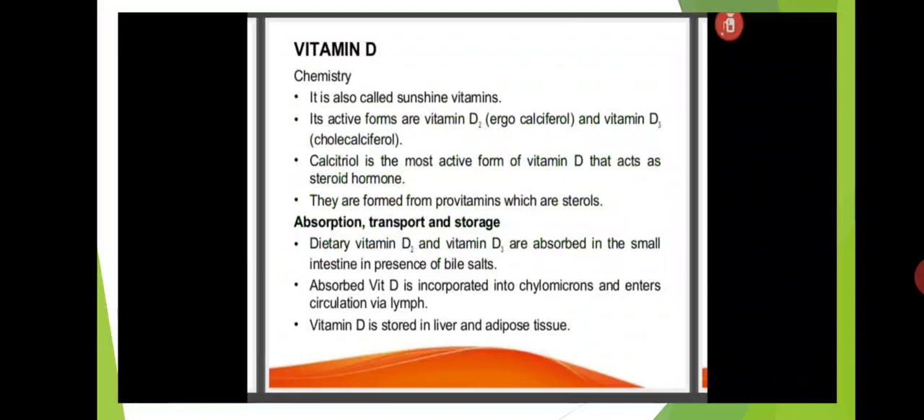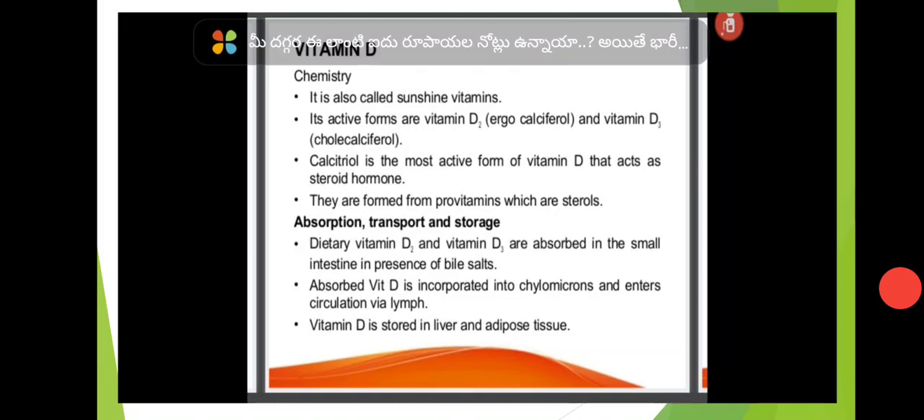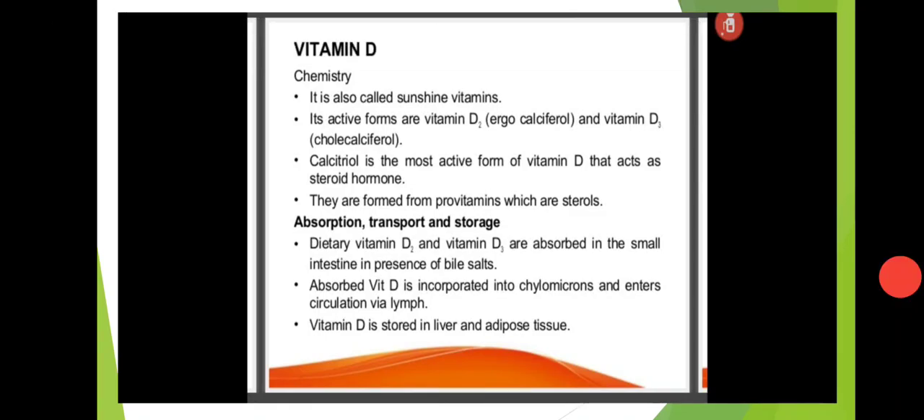In previous classes we have discussed vitamins, water soluble vitamins and fat soluble vitamins. In the last class, fat soluble vitamin A was completed. Today we will discuss the remaining fat soluble vitamins: vitamin D, vitamin E and vitamin K. A, D, E, K vitamins are the fat soluble vitamins. Vitamin A is already completed.